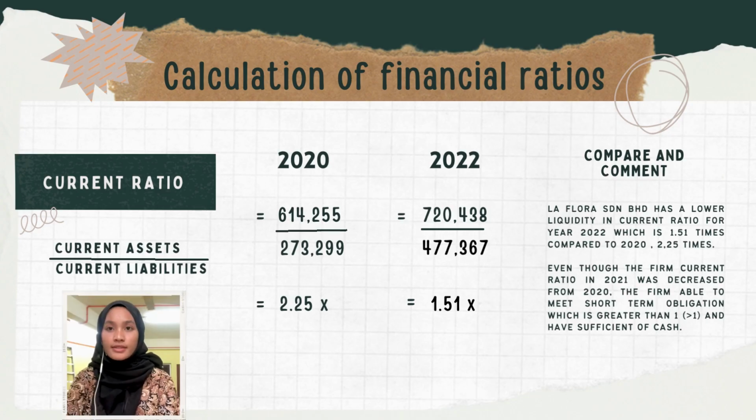As we can see here, La Flora SDN BHD has a lower liquidity in current ratio for year 2021, which is 1.51 times compared to 2020, 2.25 times. Even though the firm's current ratio in 2021 decreased from 2020, the firm is able to meet short-term obligations, which is greater than 1, and has sufficient cash.